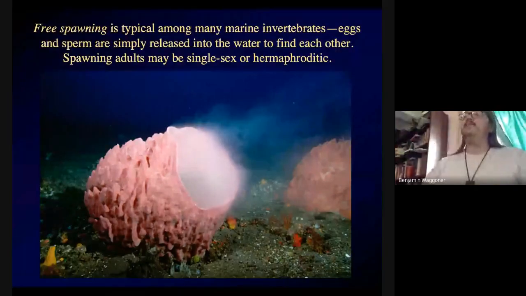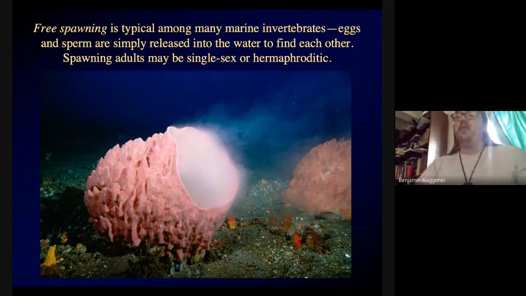Let me put that another way. Some organisms that are hermaphroditic will spend part of their lives producing eggs and then switch, or part producing sperm and then switch. Others might be simultaneously able to produce eggs or sperm. That's the difference between sequential and simultaneous hermaphrodites, and we'll talk about that in a bit.